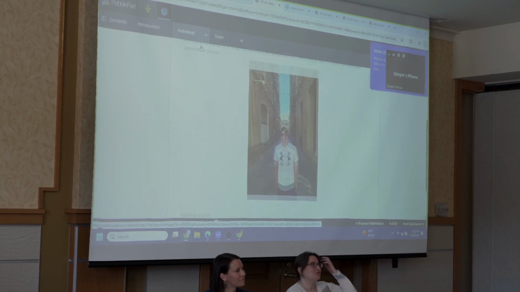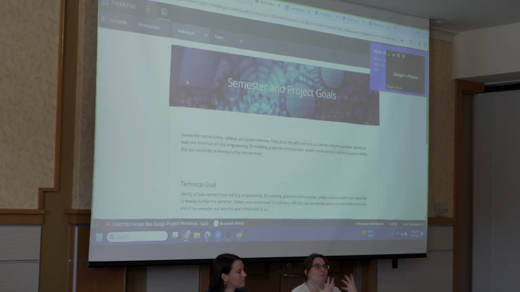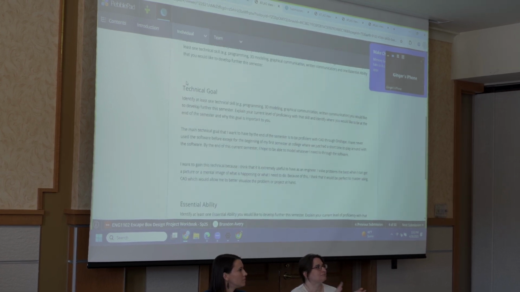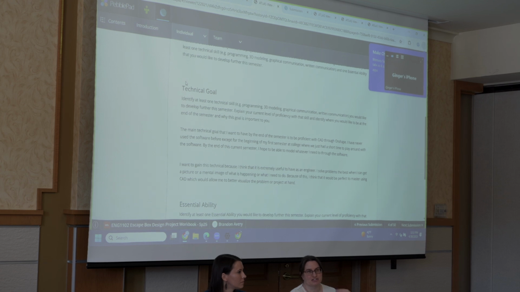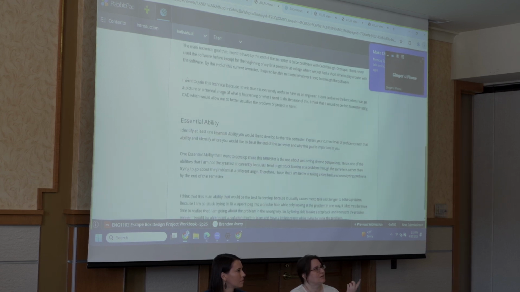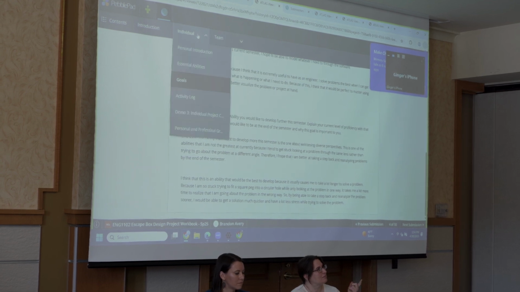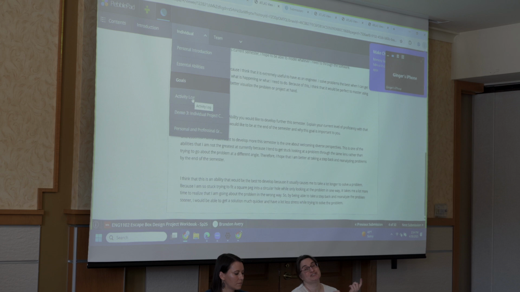And then we had them do the goal setting: what are your goals for this semester? Where do you want to be? What's your technical goal? What's your essential ability goal? And then if you go to the next tab under that, at the end of this, I found this activity log thing. It's so fun.